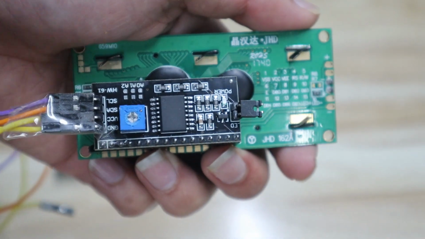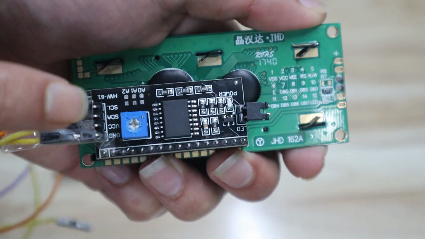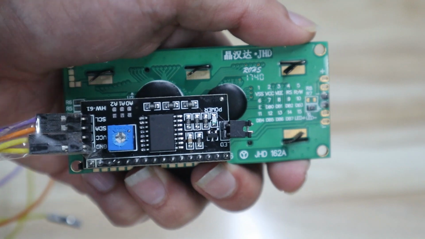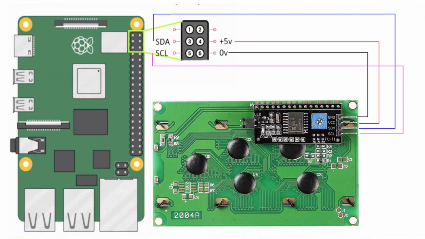Now on the I2C module there are 4 pins: ground pin, VCC pin, SDA and SCL. The circuit design of I2C with Raspberry Pi you can see on the screen. You can follow the circuit diagram.